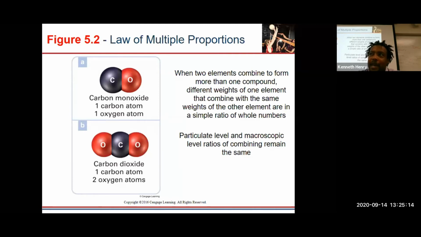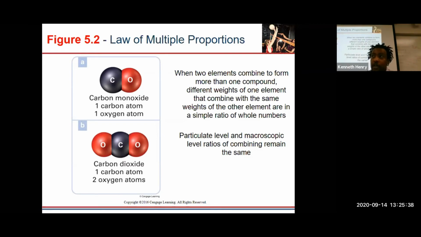Okay, so this is called the law of multiple proportions, or the law of definite composition. You'll see it having several names. Basically what it says, and I'll just give you the gist, is that the ratio between two atoms, either the mass ratio or the number ratio, is going to be consistent. So whether you have a little bit of it, or you have one of it, or you have tons of it, it's going to be the same.